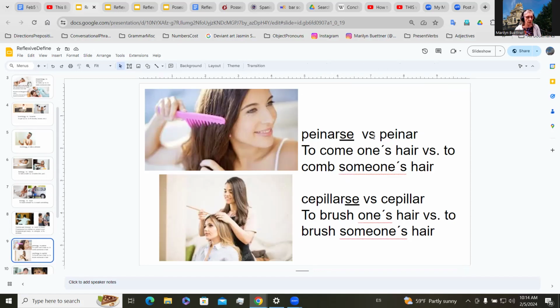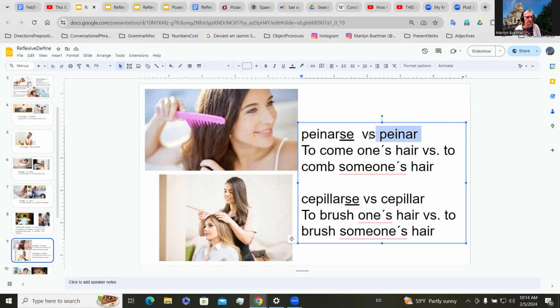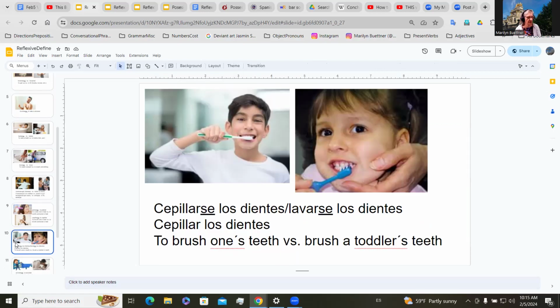Peinar means to comb out somebody else's hair, but peinarse is to comb your hair, right? Cepillar means to brush somebody else's hair or teeth or something, right? Cepillarse is to brush one's own hair, or this is often used to brush one's own teeth. So you can see a lot of these are related to daily routines, but they're not all necessarily daily routines.